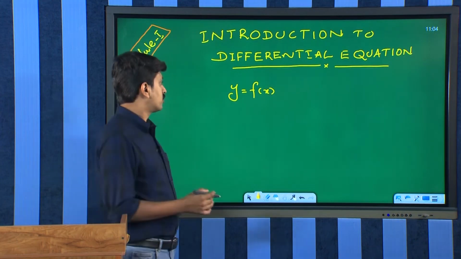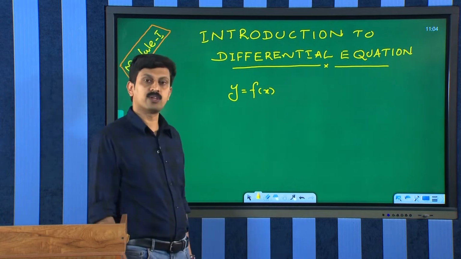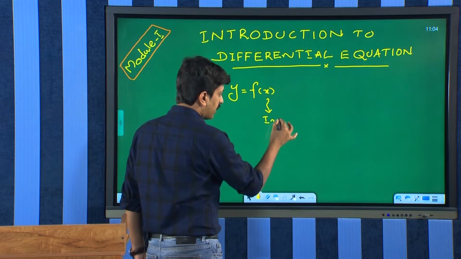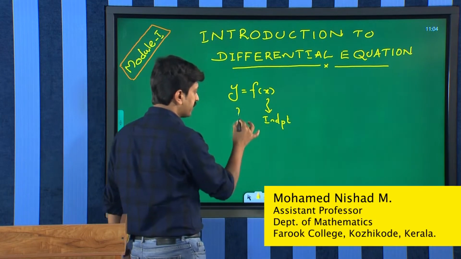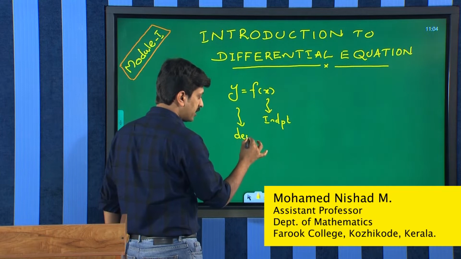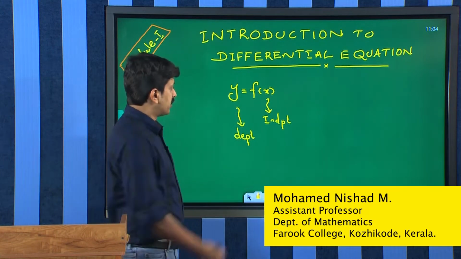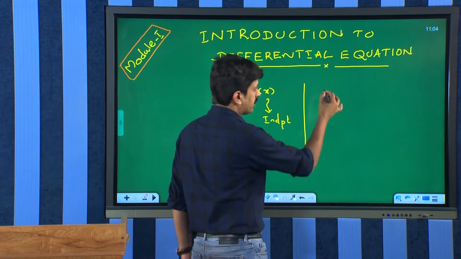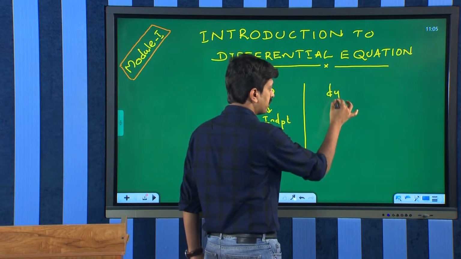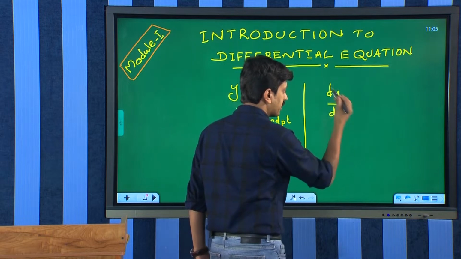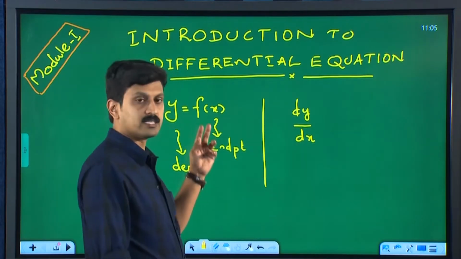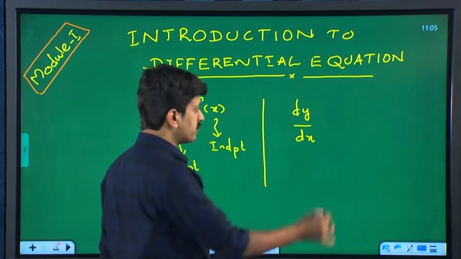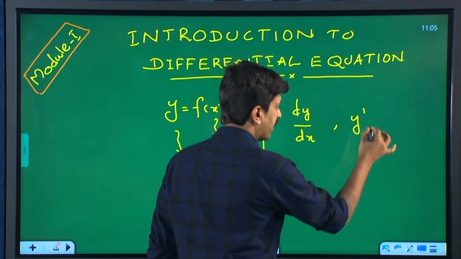As we all know, we have a function y is equal to f of x, where x is the independent variable and y is the dependent variable. In this function, we know the derivative that we learned in our intermediate standards, that is the first order derivative dy by dx, where y is equal to f of x is the function. Then we can find dy by dx as a first order derivative, or simply we can write y dash or y1.